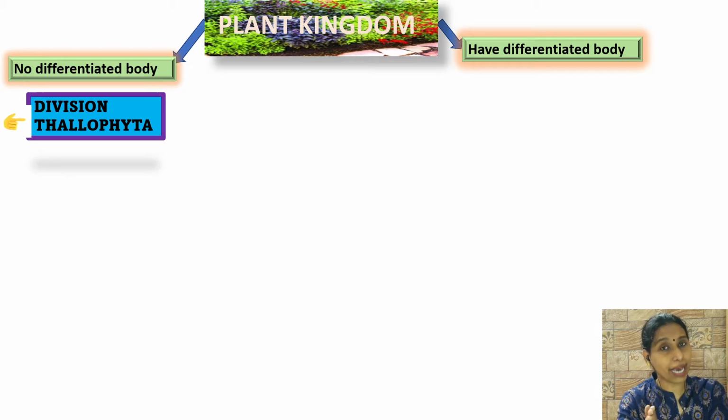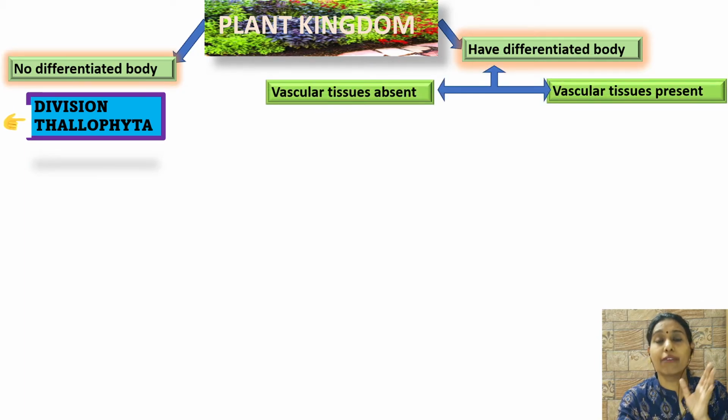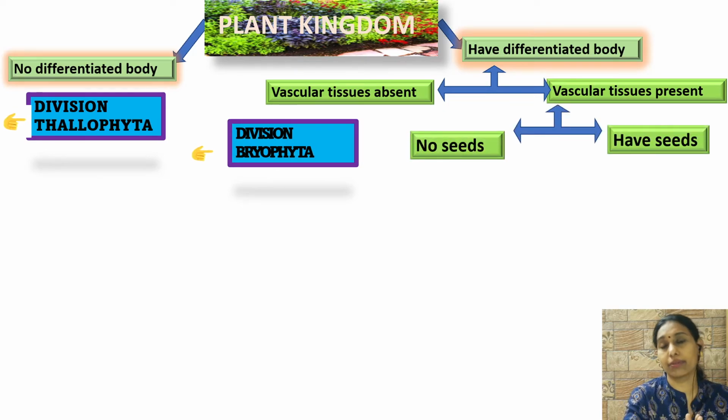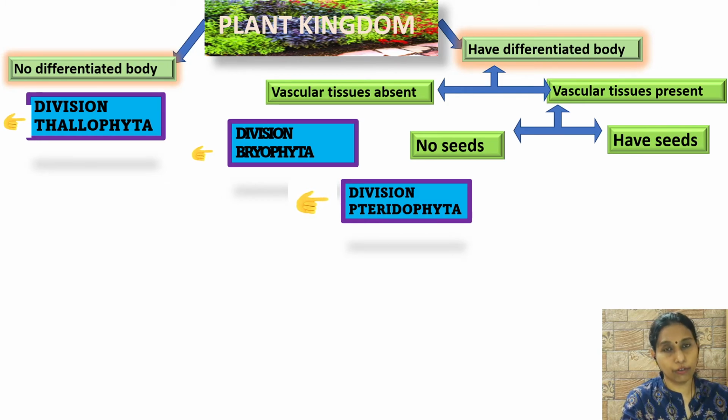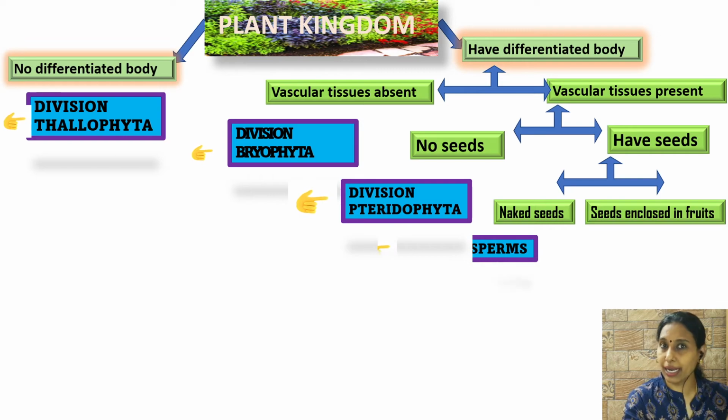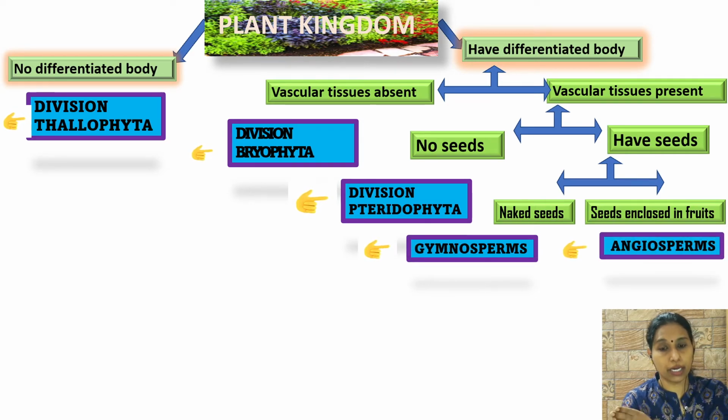Those which have a differentiated body are further divided based on whether vascular tissues are present or not. Those which do not have vascular tissues come under division Bryophyta, and those which have vascular tissues are again subdivided based on whether seeds are present or not. Those that do not have seeds come under Pteridophyta. Now you see all these three, Thallophyta, Bryophyta, and Pteridophyta, we had learned in the previous video. Those which have seeds are subdivided based on whether the seeds are naked or enclosed. Those which are naked come under Gymnosperms, and those enclosed by fruits come under Angiosperms, right?